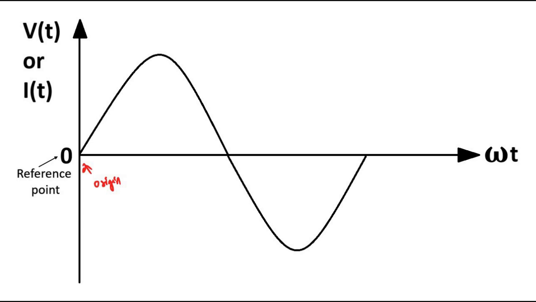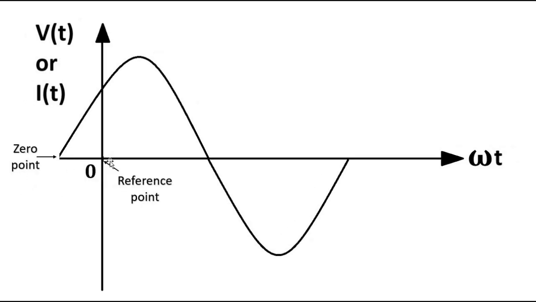Now suppose we have a waveform like this. See, what is the difference between this waveform and this waveform? At omega t equal to 0 or at t equals 0, the value of the signal is not 0. It has a certain value, this much. It is not equal to 0. At omega t equal to 0, the value of the signal is this much, Vt, this much.